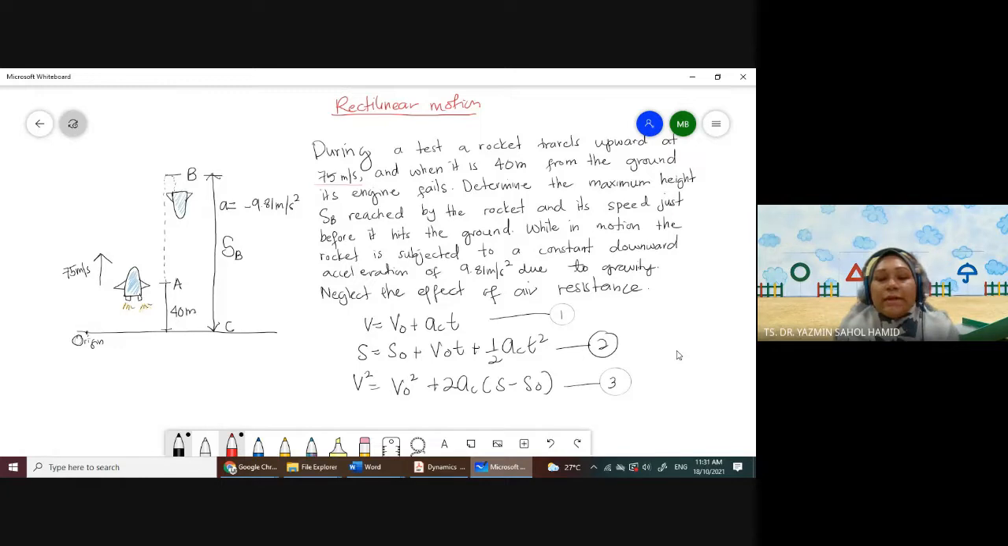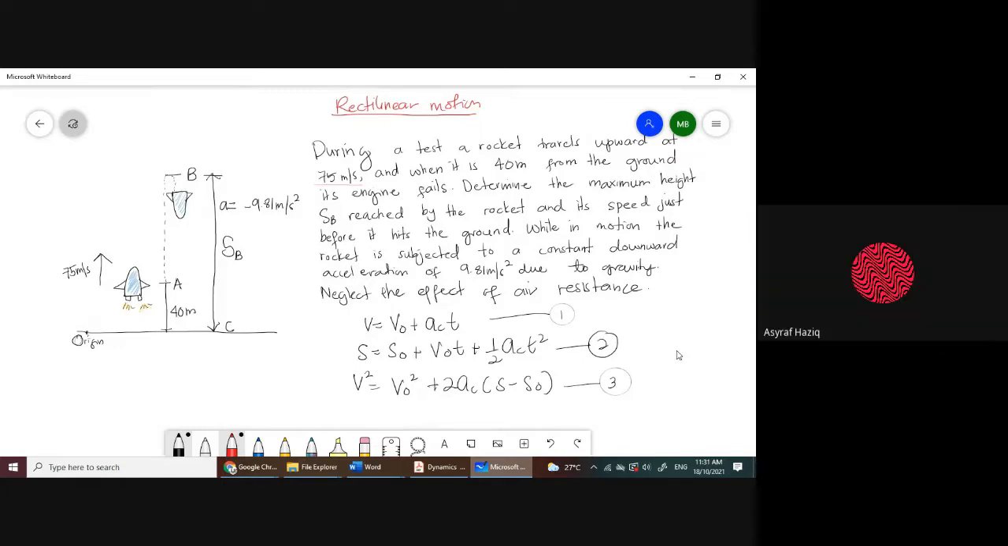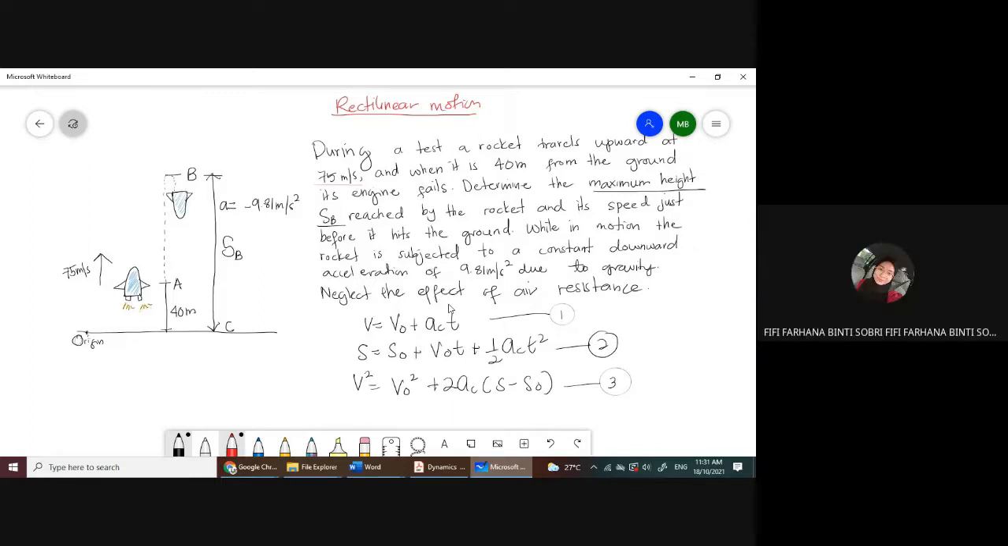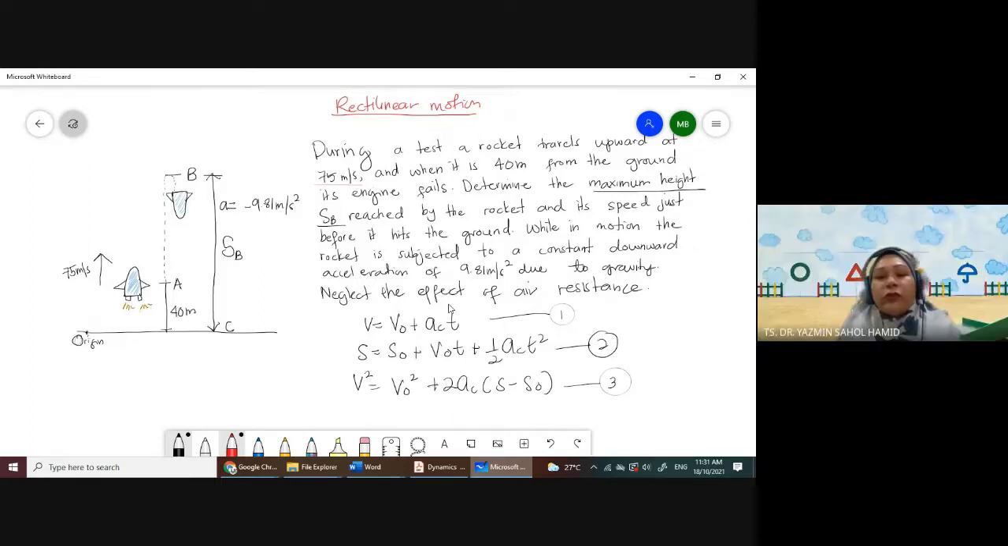Guys? The first one? Okay. Why do you want to use the first one? Because right now he asked to determine the maximum height, SB. In the first equation, is there an SB formula? No. So which formula do you want to use?